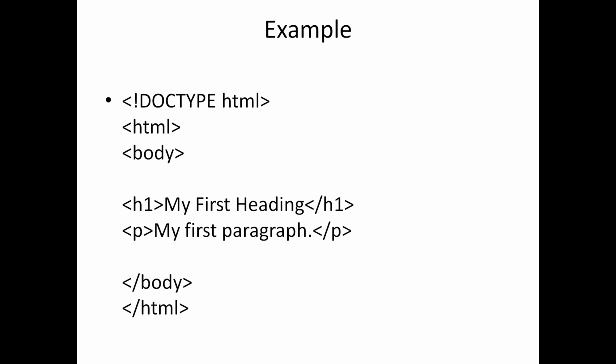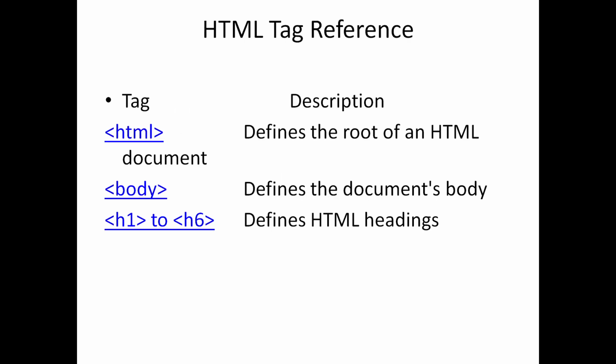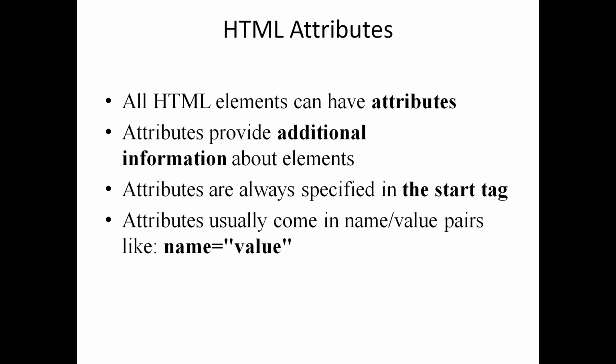Here is a simple example. We are taking the doctype HTML and html. The body of the HTML consists of a heading and a paragraph. Next, tags in the HTML, where the tag html defines the root of an HTML document, body defines the document's body, and h1 to h6 define HTML headings.